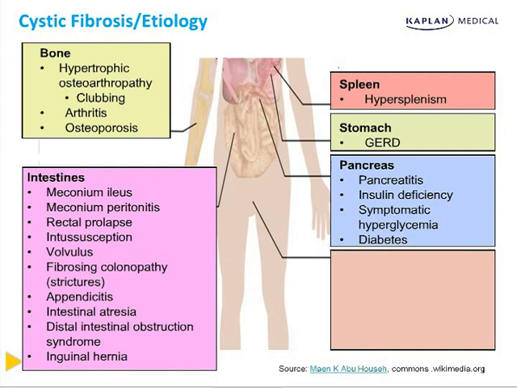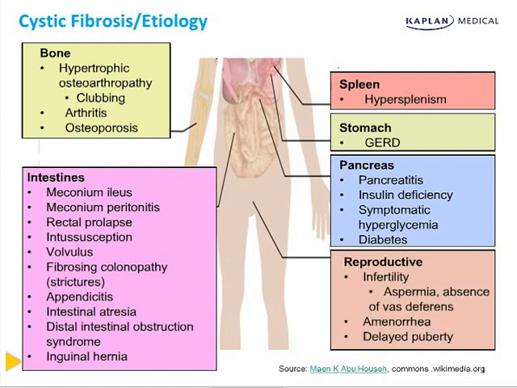These patients are subjected to repeat episodes of pancreatitis, insulin deficiency, symptomatic hyperglycemia, and in the worst case scenario, frank diabetes mellitus. All of this is because both the exocrine and endocrine portion of the pancreas stop working in patients with CF.